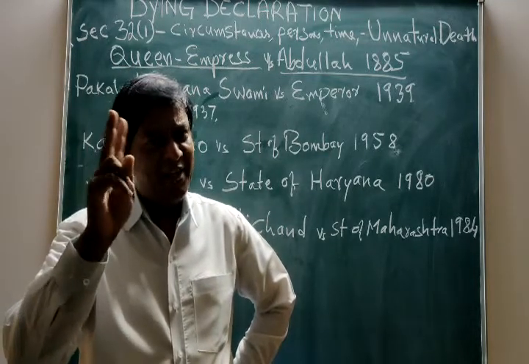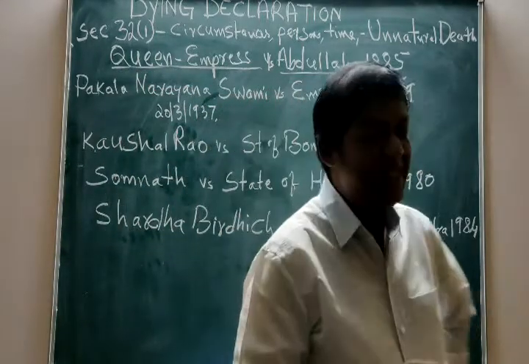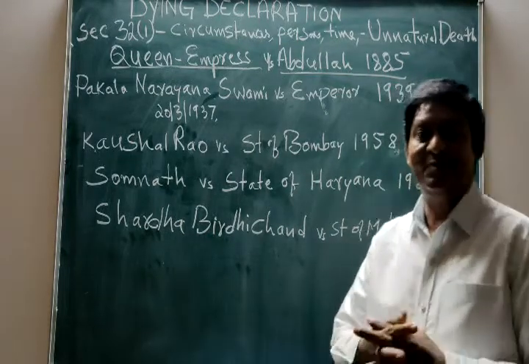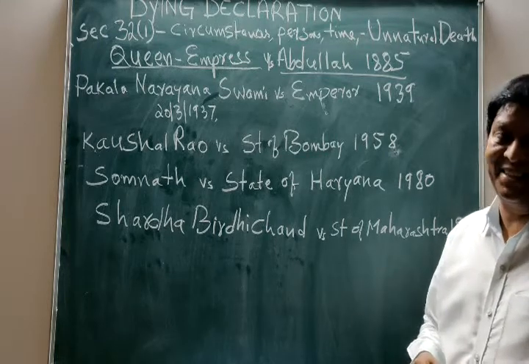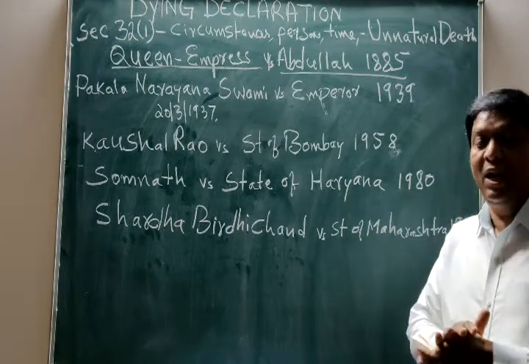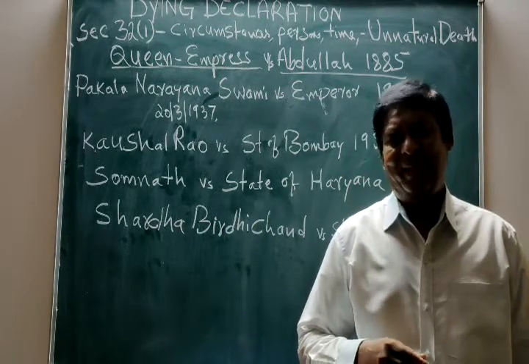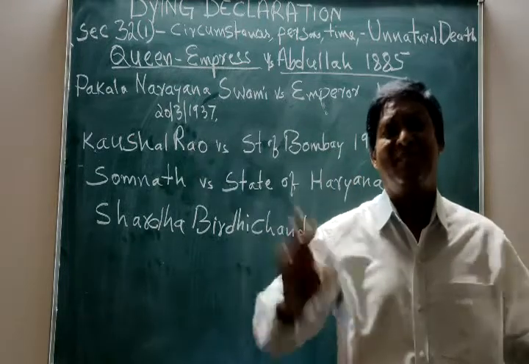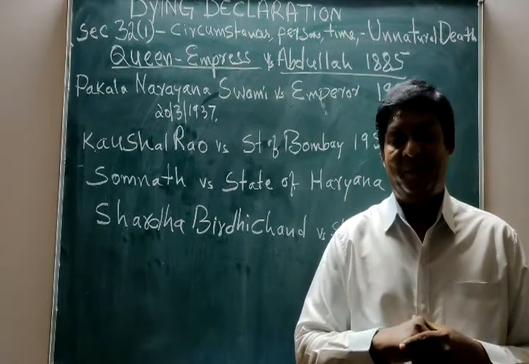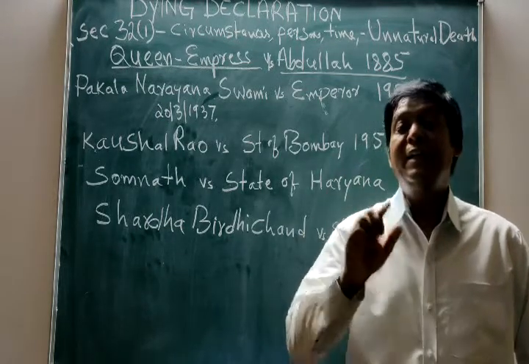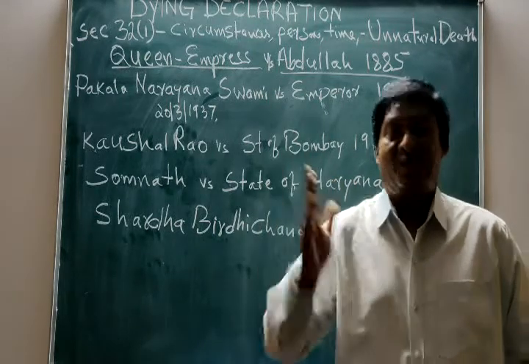Death can be classified into two kinds. One is natural death, all of you know this, and another is unnatural death. Natural death is not a question before the court of law, but the question comes when it is the case of an unnatural death.